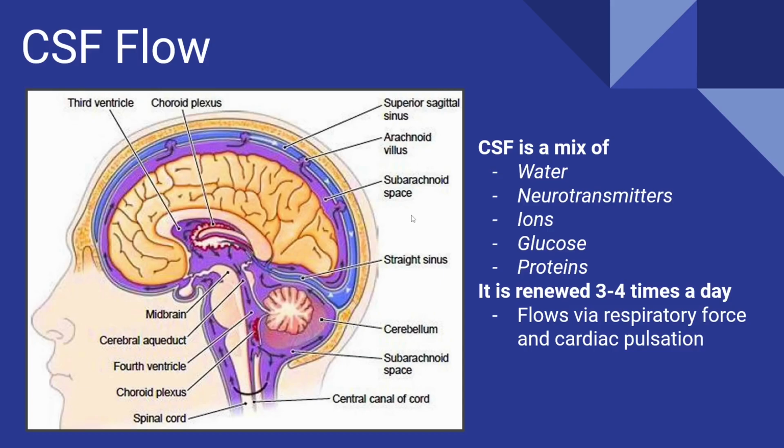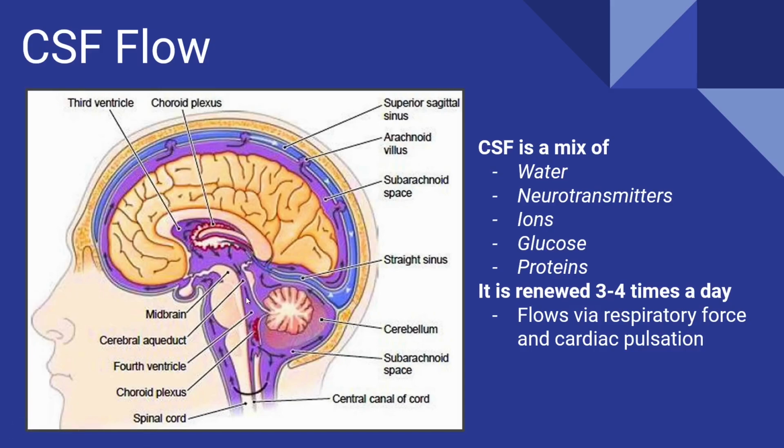The next thing we can talk about is cerebral spinal fluid flow. You can see it's made in two areas. It's made in the choroid plexus in the midbrain, or in the middle of the brain, and down near the cerebellum. And this is going to flow based on respiratory force and cardiac pulsation. It flows almost like blood in your calves. It's kind of just pushed, not necessarily squeezed by its own vessels.